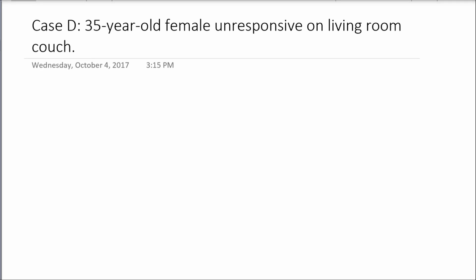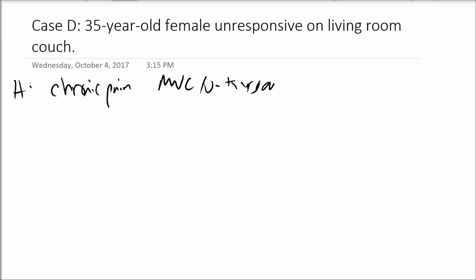Case D, we have a 35-year-old female who's unresponsive, lying on the living room couch. So we get a history that the patient has a history of chronic pain. She had an MVC about 10 to 15 years ago. The exact time doesn't matter, but she's in pain management and follows with the pain management doctor.